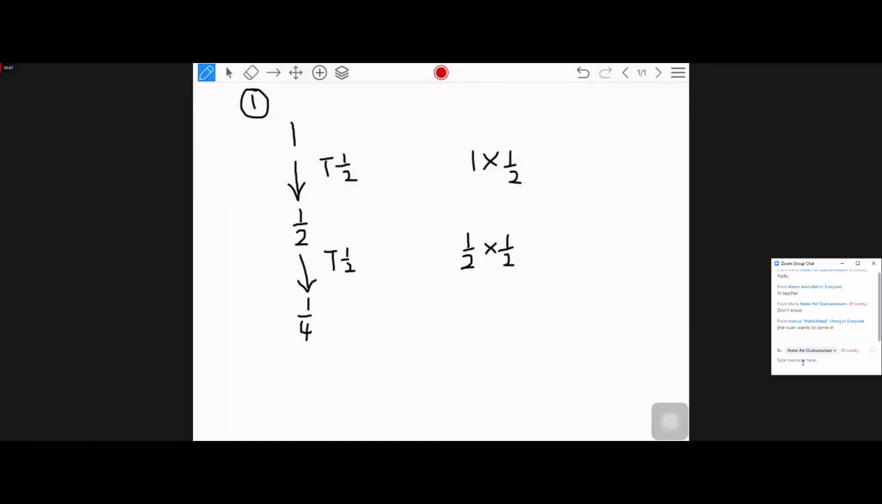This is the fraction method. After another half-life, you take the 1 over 4 and multiply by half again. You get 1 over 8. So this is how the half-life system works: the 1 becomes a half, the half becomes 1 over 4, and the 1 over 4 becomes 1 over 8. This is one method.